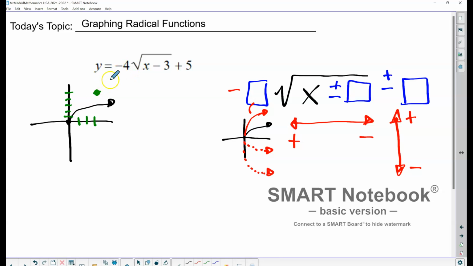Now, before I draw it this way, I still have to deal with this, right? The 4 is going to make it more curved. So instead of going like this, I'm going to curve it more. And the negative is going to reflect it downward. So it's going to be a more curved downward radical, okay? I'm going to go a little extreme just to show that I understand what's happening here. So that would be the graph here.